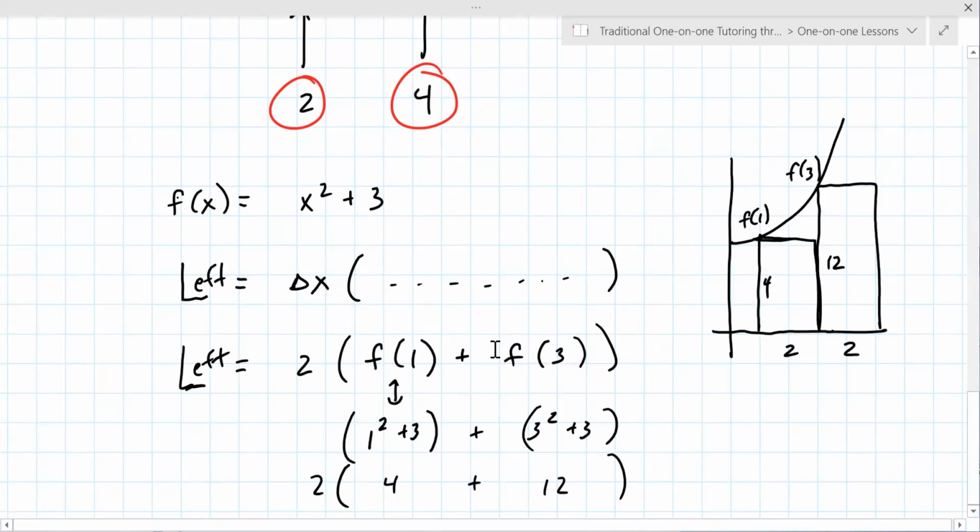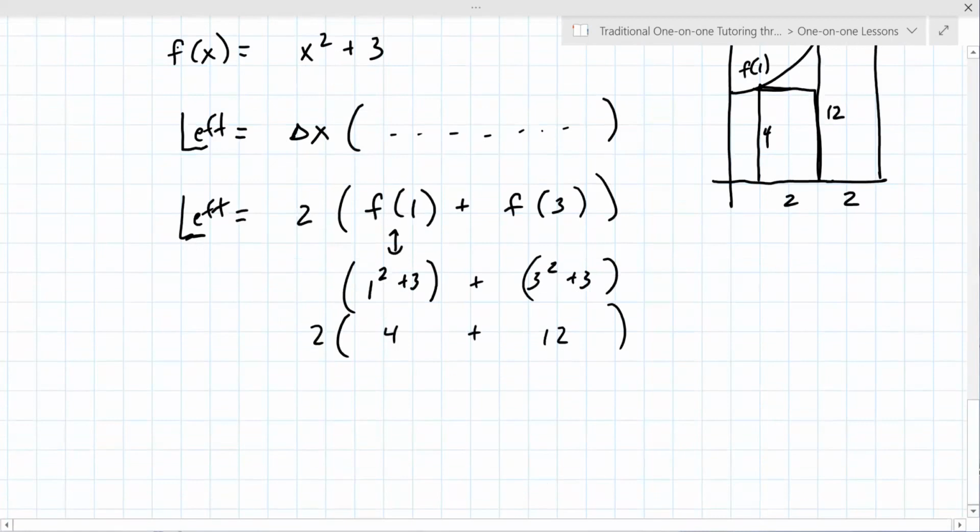Yes. Okay. So like the area is 2 times 4 plus 2 times 12. And that gives you the area of these two rectangles on the right here. Okay. So I'm trying to give you like the graphical and then the numerical, like how to do this. So it's 2 times 16, which is 32. Okay, so now we're going to do the right sum.